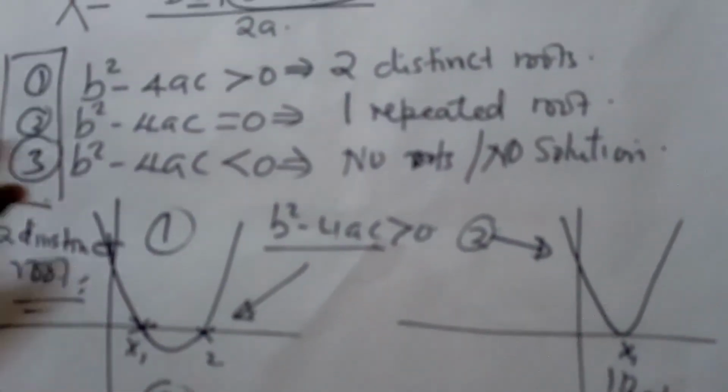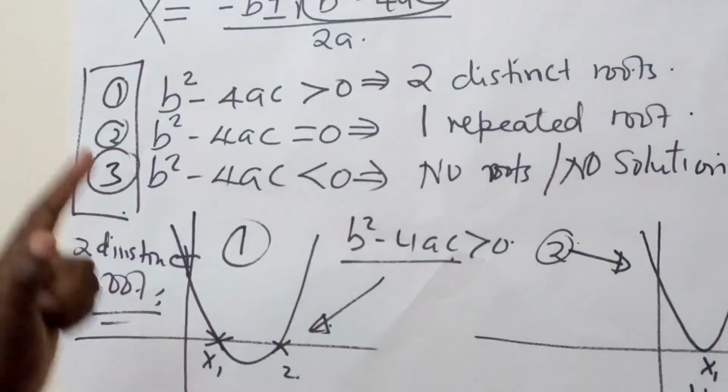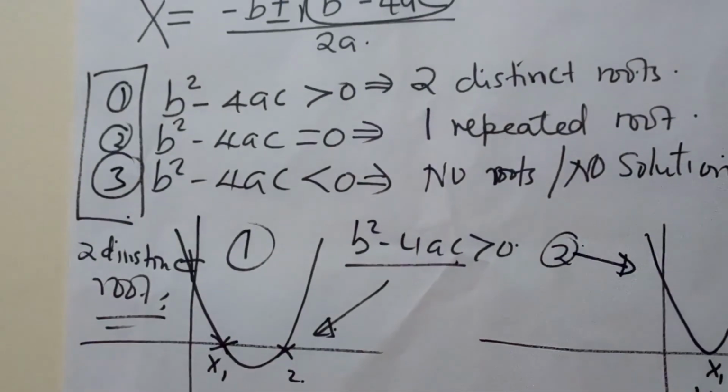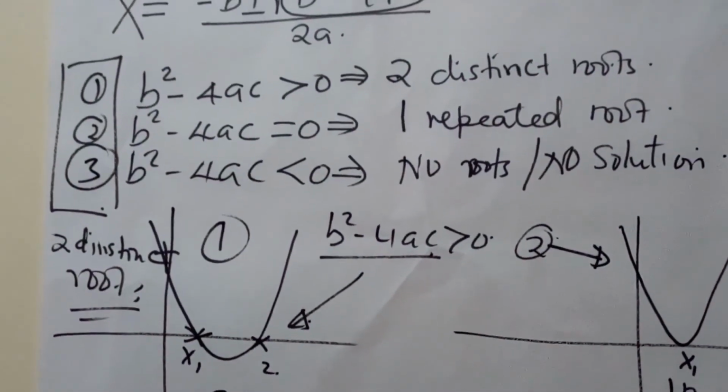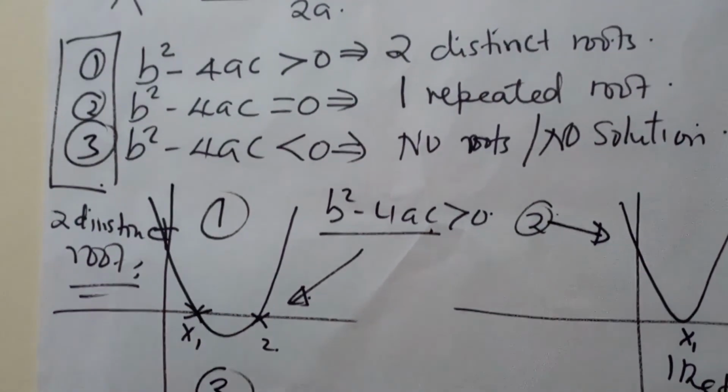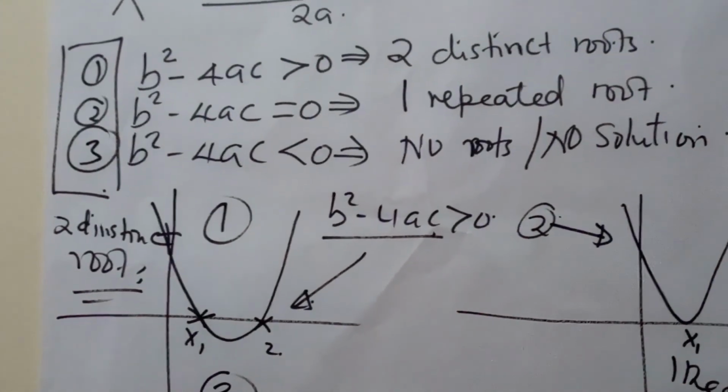Please note that the nature of the discriminant, I repeat again, determines the nature of the solutions of any given quadratic function. All right?